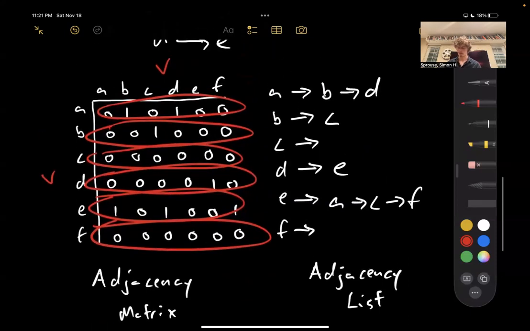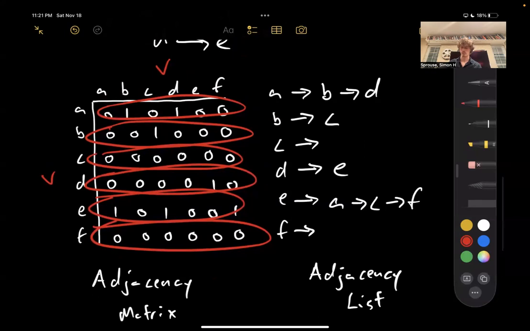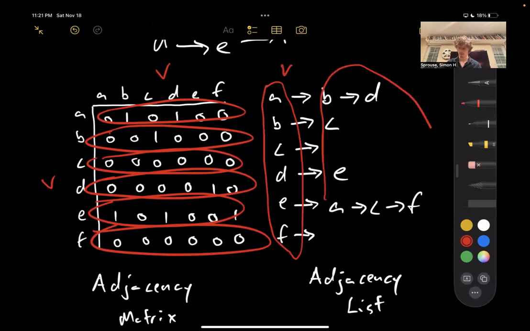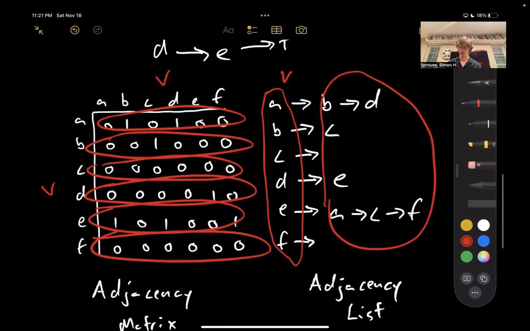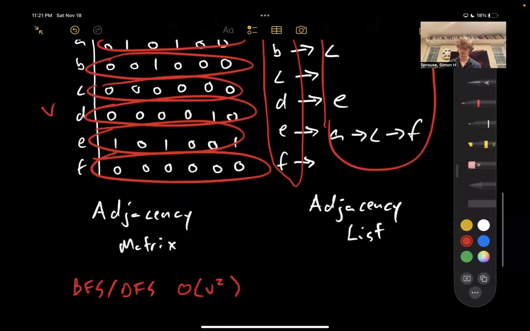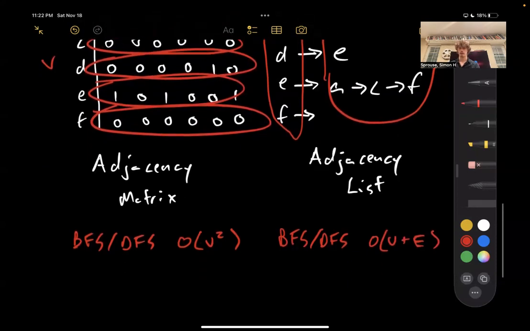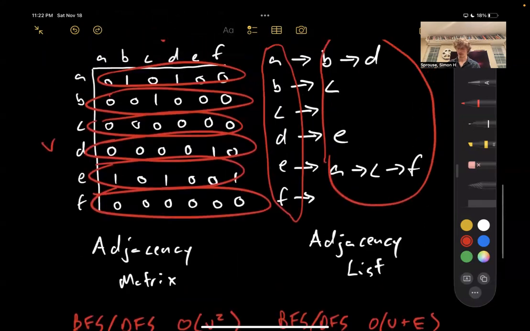Whereas if we are doing DFS or BFS and the information is encoded in this list, we're going to have to at least traverse this spine right here, which is V. And then we also have to traverse all of the possible edges, and we're going to call this E. So this is going to be BFS/DFS of O of V plus E. Not super complicated. Don't get freaked out when you see this formula. I just think it's kind of important to know.